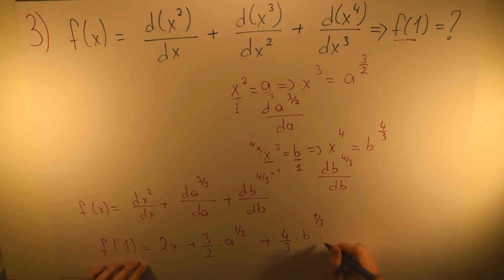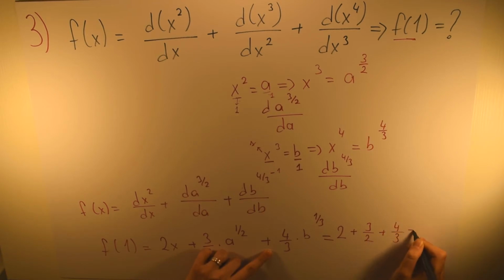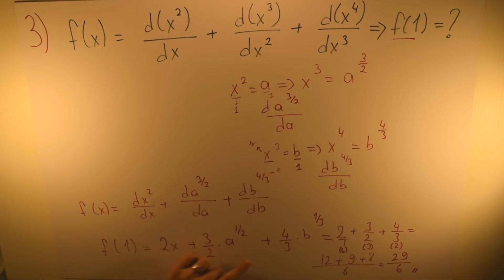So now let's do this. This is all equal to 2 times 1, it's 2, plus 3 over 2, plus 3 over 2, plus 4 over 3. Let's make the denominators all equal to 6. So I will multiply this by 6, this one by 3, and this one by 2. From here we will get 12 plus 9 plus 8 over 6. So this is 17 plus 12, it is 29 over 6. So this is the answer for our third question.